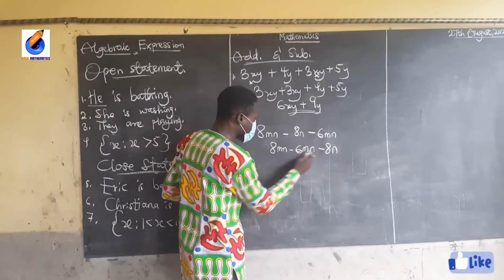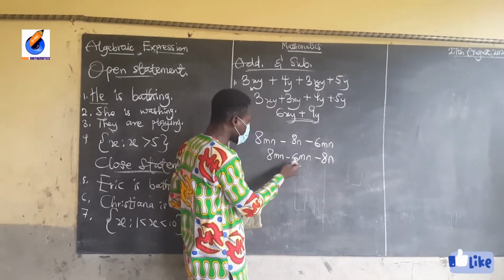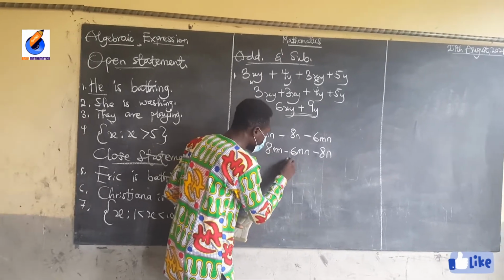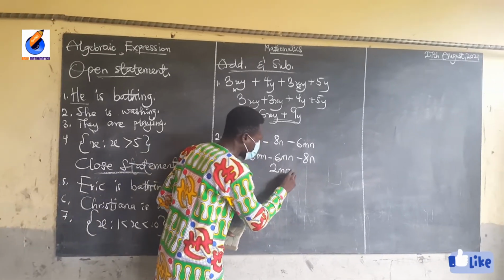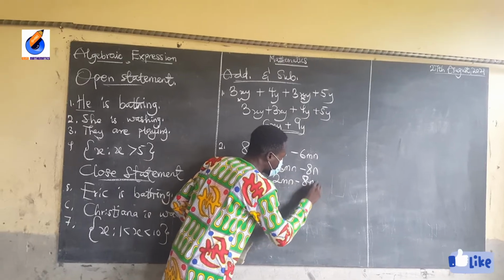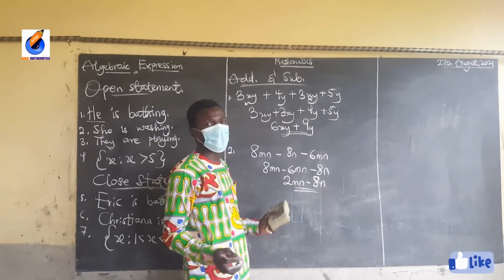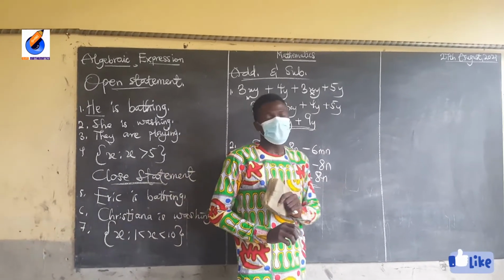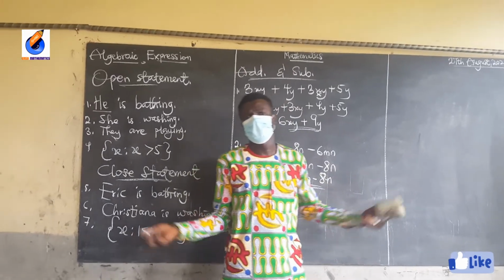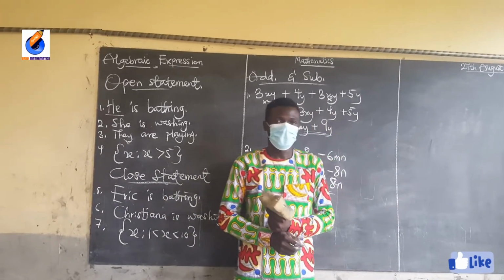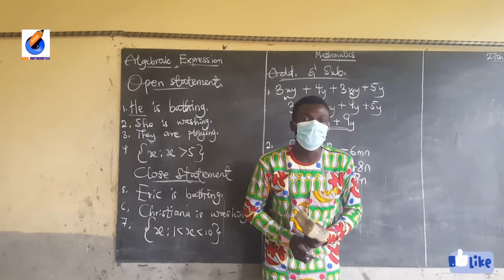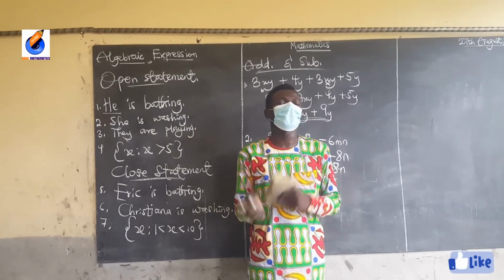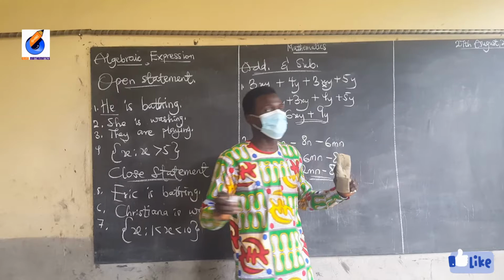Good. So this and this are the same. So I'll subtract 6 from 8, which will give me 2mn, then minus 8n. And this becomes my final answer. And this is all about addition and subtraction of algebraic expression. Now let's take a question where both addition and subtraction will be present.